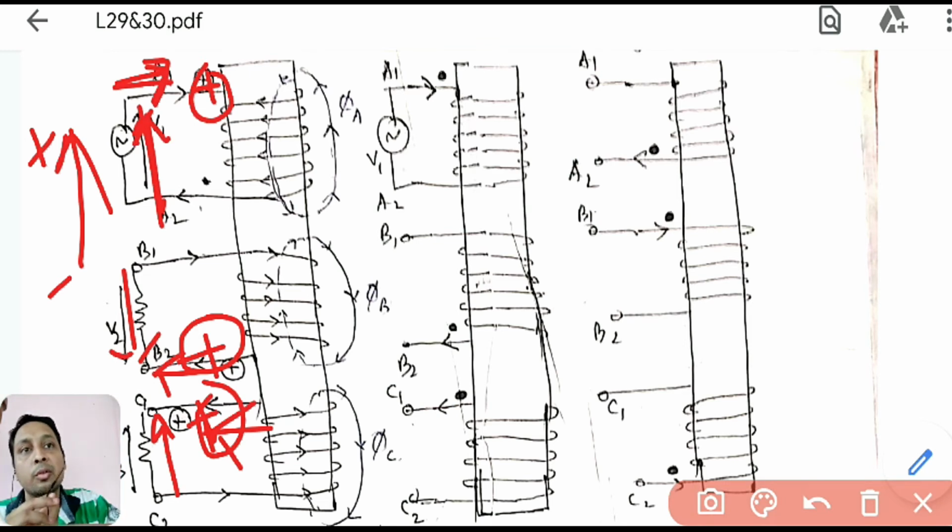And another way is to mark dots. So you can see there is a dot connected here. If the primary current is going through the dot, it means that there is a dot marked in the secondary winding through which it will come out. Here also you can see, because my primary current is entering through the dot.